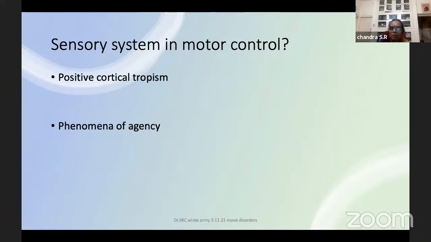So positive cortical tropism means, I will explain with a simple example. Supposing a student is communicating with the teacher his everyday progress. He will say, I have studied chapter number 1 today, sir, and I had some difficulty in this area. Then the teacher will definitely know this boy is my student. But if the student just comes and goes away, the teacher will not know. So the teacher will not take agency, and will say, I do not know this boy. So that is called phenomena of agency.